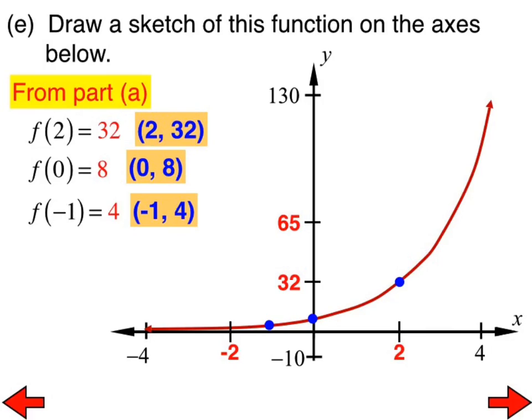Remember, we knew it was not linear because the rates of change were not the same. We noticed that the rates of change were increasing, so therefore the graph should be increasing from left to right.